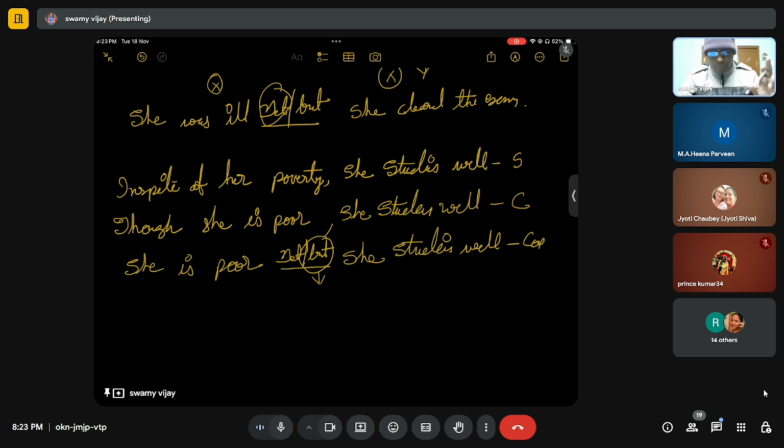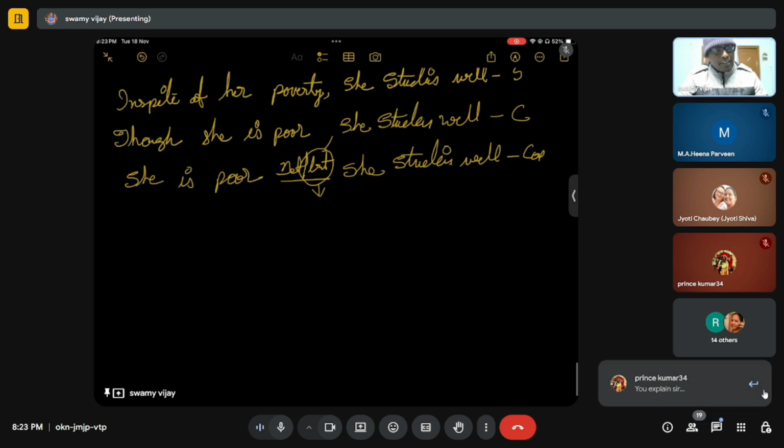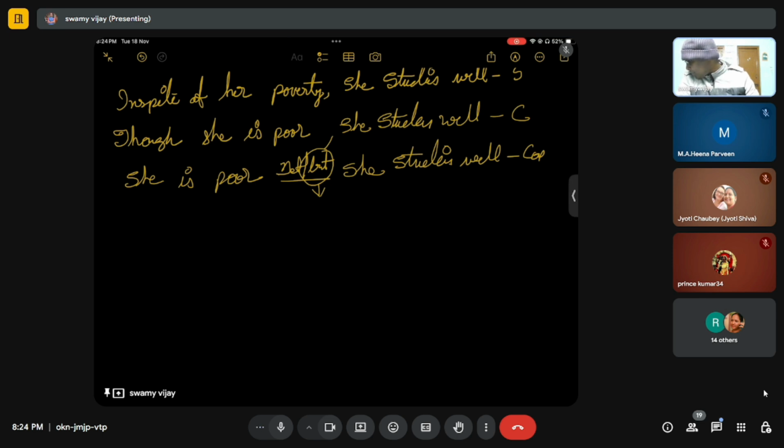Okay, one more we'll practice and then we'll end this session. It's positive, contradictory, correct? Though it is contradicting, it is actually supporting in one way. Though she is poor, she still studies well. Okay, she is poor but she studies well. It is completely negative. Another one we'll practice and then we'll close this session.